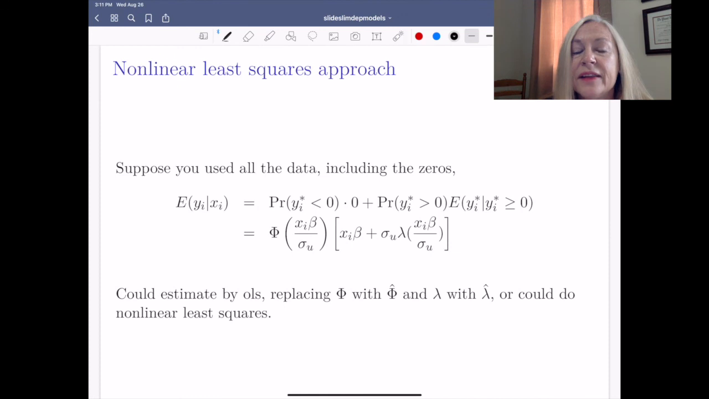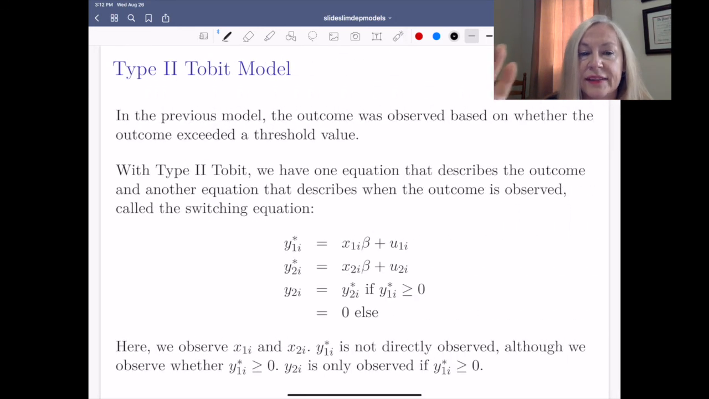Now, another way. So far we did two methods of estimation, MLE and the two-step method, and another approach is you could do nonlinear least squares. Okay, so if you say, what is E of y given x? This is using all the data, including the zeros. That's going to be the probability that you don't buy the good times 0, plus the probability you do buy the good times the E of y given you bought the good. So if you ran a regression using all the data, including the zeros, this would be the conditional mean. So you could estimate this model replacing phi by phi hat and lambda by lambda hat and do nonlinear least squares. Okay, so that's just the simple type 1 Tobit model.